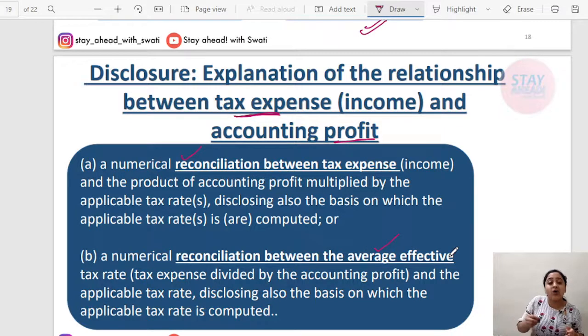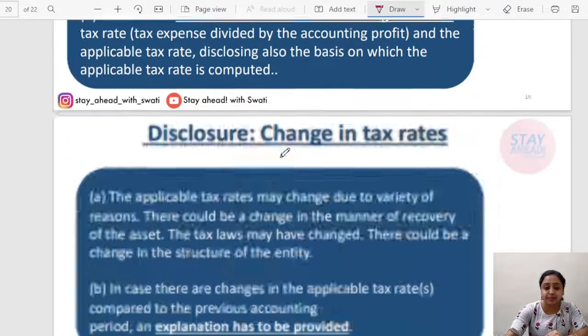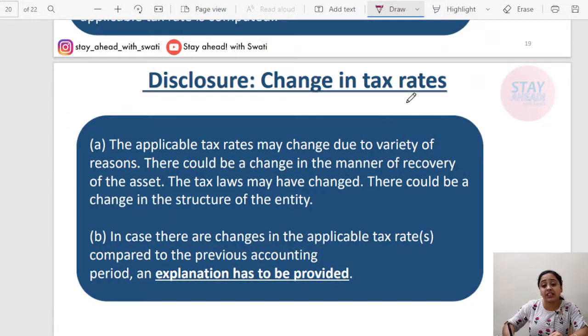That is, how did it become 23%, from 20 to 23? What was added, what was deducted, why it was added, why it was deducted. You need to prepare a reconciliation. Even the differences between the accounting profit and taxation profit need to be recorded and shown as a reconciliation. Next, disclosure in change in tax rates.